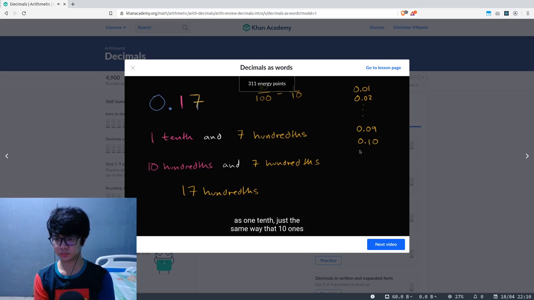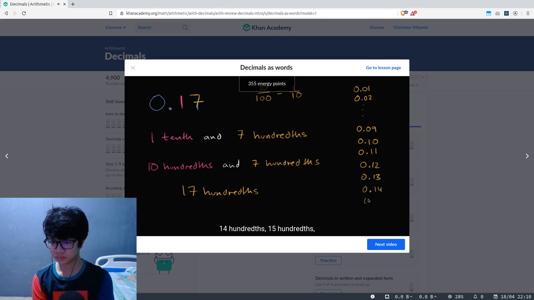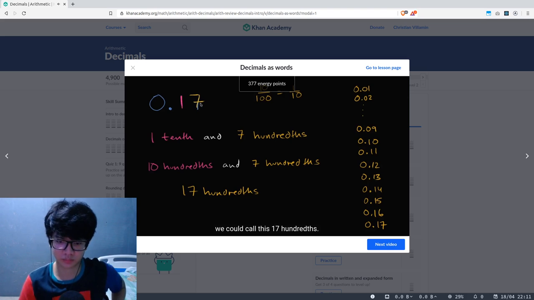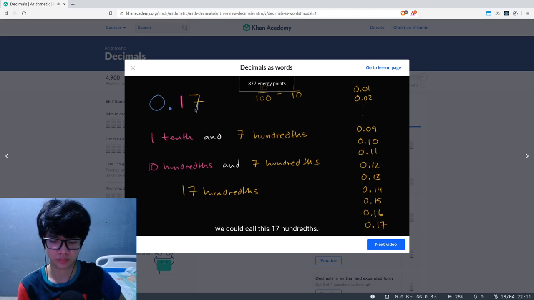This is the same way that 10 ones is the same thing as 1 ten. I hope that doesn't confuse you. But we could keep counting. 10/100, 11/100, 12/100, 13/100, 14/100, 15/100, 16/100, and then finally 17/100. So hopefully that gives you a little intuition for why, instead of just calling this number 0.17 or 1/10 and 7/100, we could call it 17/100.